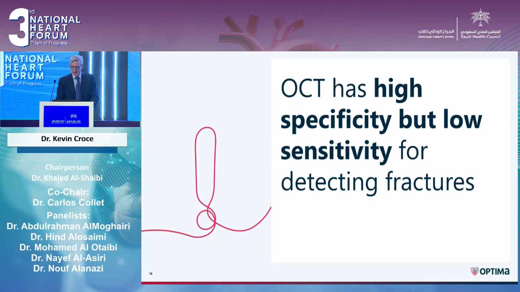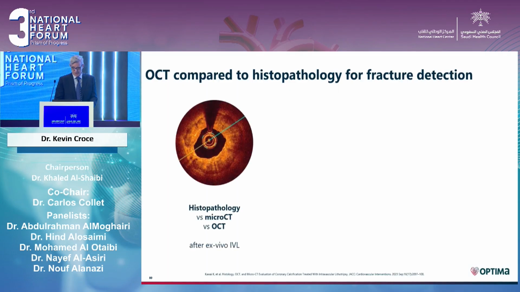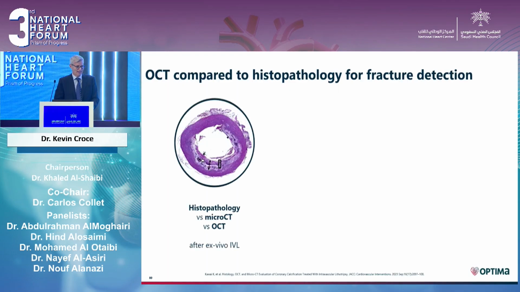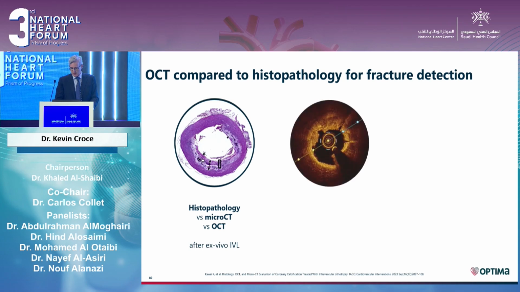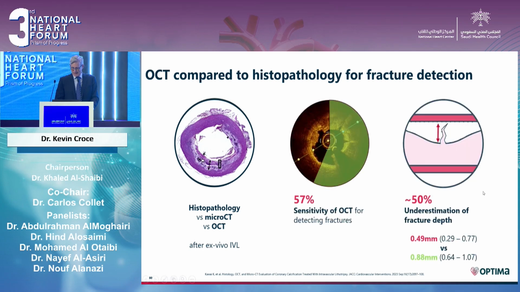So, as we spoke about, OCT has high specificity but low sensitivity for detecting fractures. And so if you see them, you know you're there, but because you don't see them doesn't mean that they're not present. And I think this is especially important after modification with IVL, where the fractures are below the resolution of OCT. So you can see here that there's about a 57% sensitivity that's been shown for OCT for detecting fractures. However, it dramatically underestimates the depth of fracture compared to what we see on micro-CT or potentially on histologic samples. And so you need to be a little bit more measured with OCT. If you see fractures, great. If you don't see them, it doesn't mean that the vessel is not compliant enough.